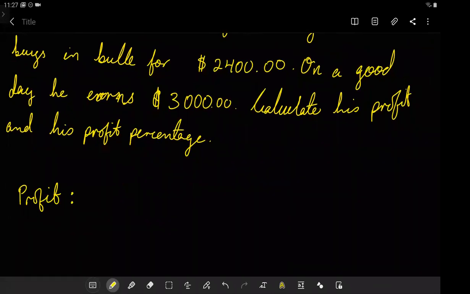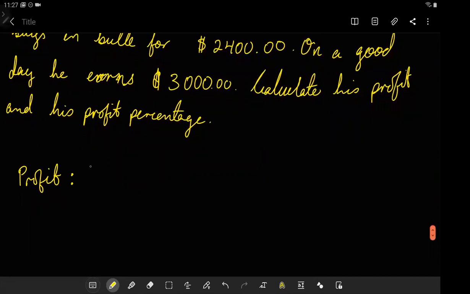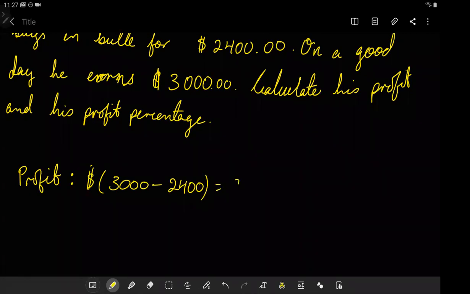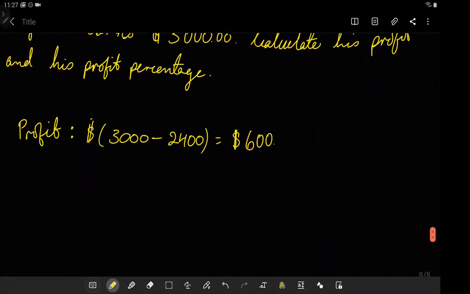You have to take away the money that he earned and the money that he paid for. So we have $3,000 minus the $2,400, and that is equal to how much? $600. Good. Now that we know his profit, how do we calculate his profit percentage?